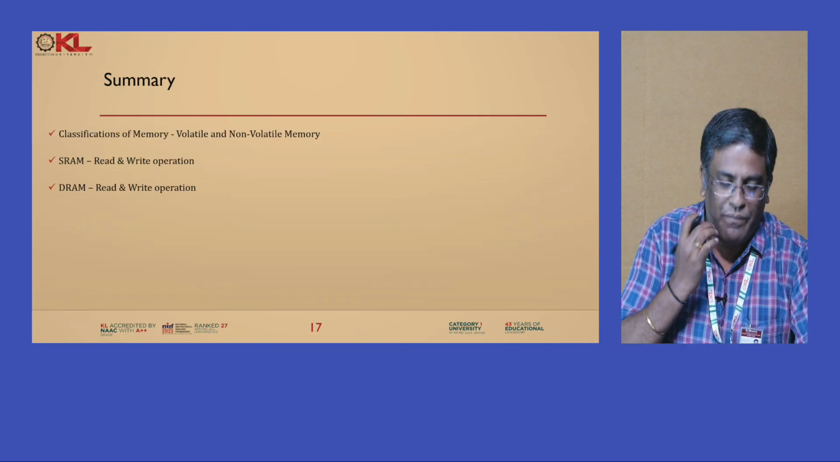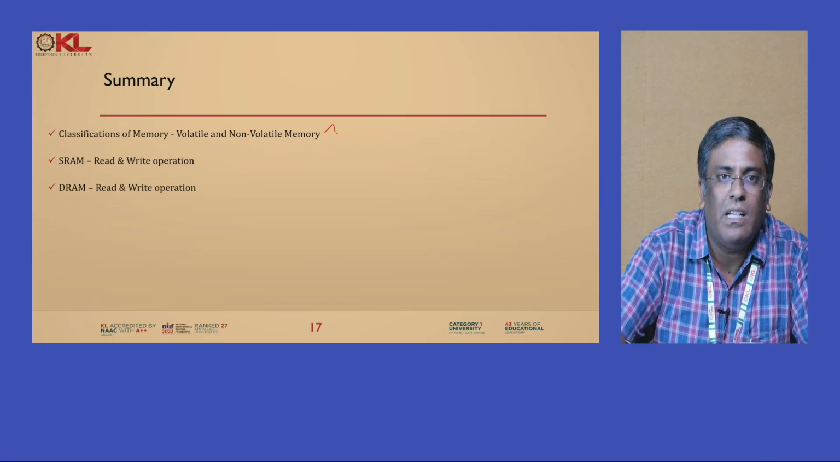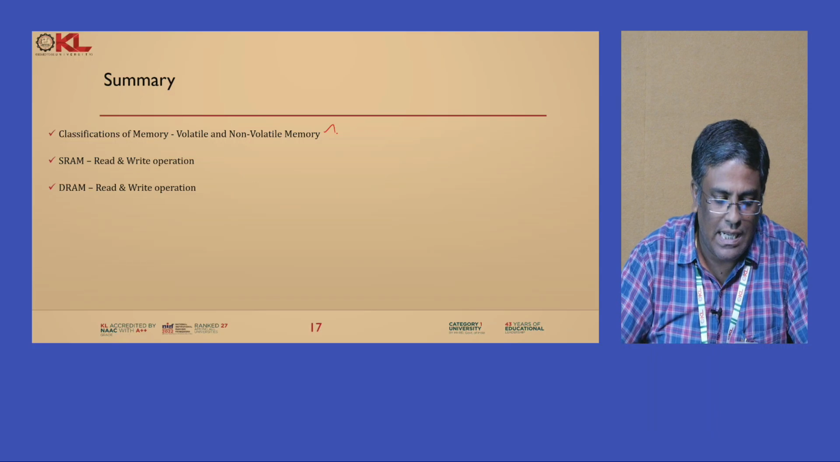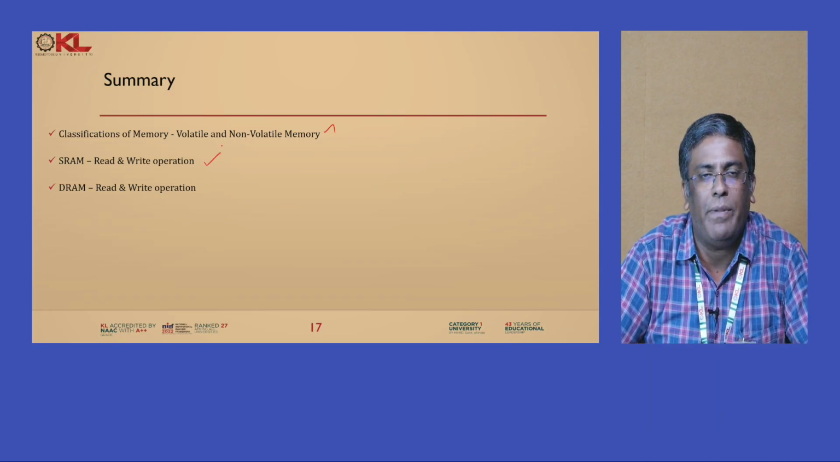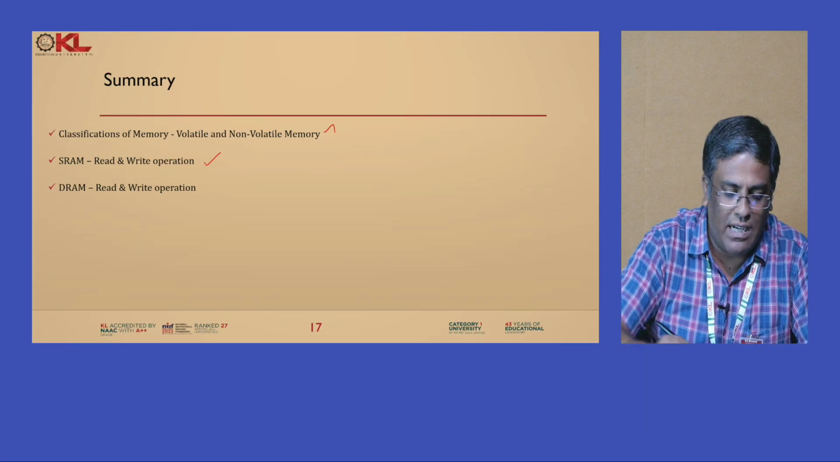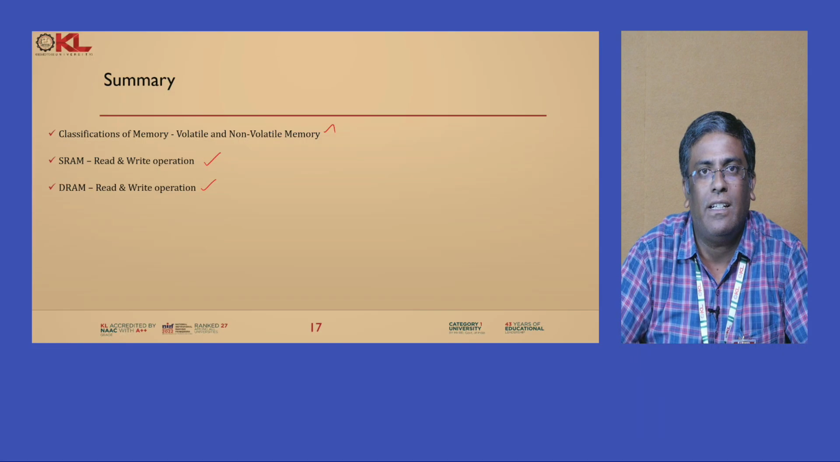So as a summary, so far we have seen the classification of memories in terms of volatile and non-volatile, and we have seen how the read and write operations can be done through the SRAM device, and how we can use the DRAM for both read and write operations, right.